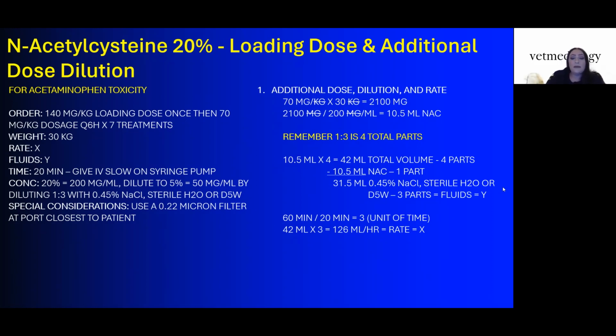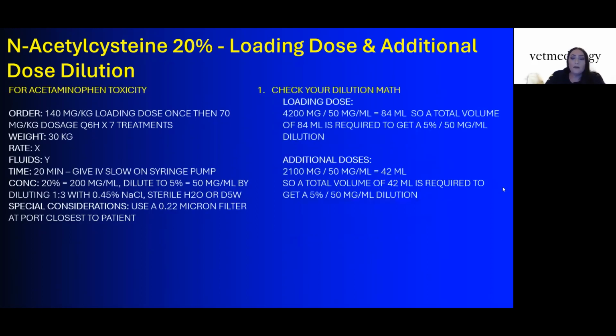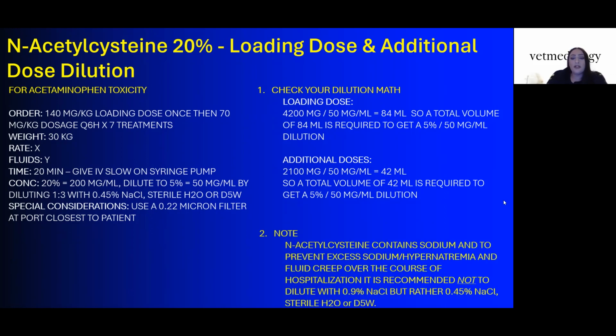Again, 60 minutes divided by 20 minutes equals 3, which is a unit of time. So 42 mils times 3 equals 126 mils an hour for our rate. All right, to check your dilution math for your loading dose, 4,200 milligrams divided by 50 mg per mil equals 84 mils. So a total volume of 84 mils is required to get a 5% 50 mg per mil dilution. Additional doses, 2,100 milligrams divided by 50 mg per mil equals 42 mils. So a total volume of 42 mils is required to get a 5% 50 mg per mil dilution.